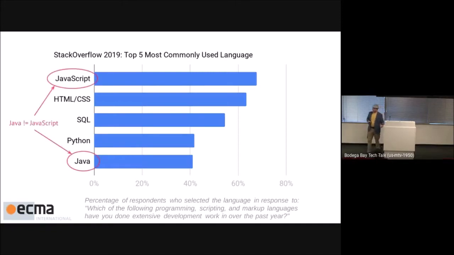Another thing I just want to point out, for people who are a little bit confused about Java and JavaScript: they're not the same thing. They're two completely different languages. They just happen to have a similar name, again, for historical reasons. So just to clarify, we're talking about JavaScript here. Okay.